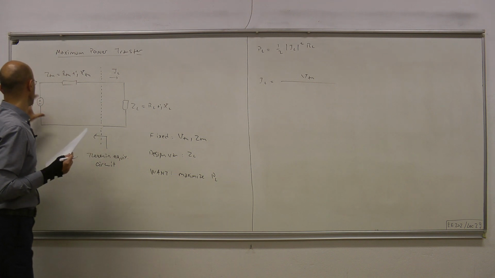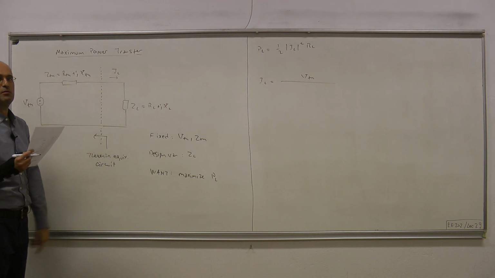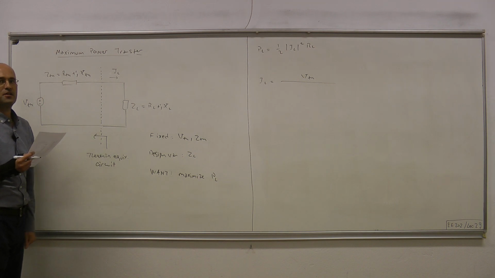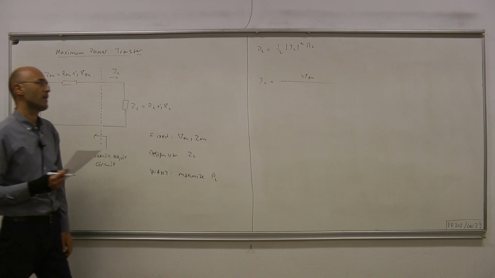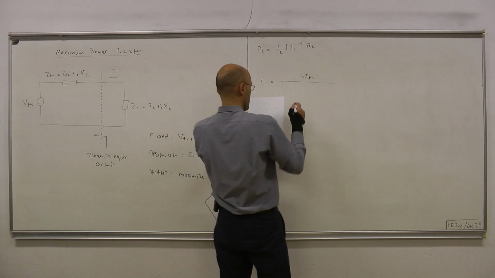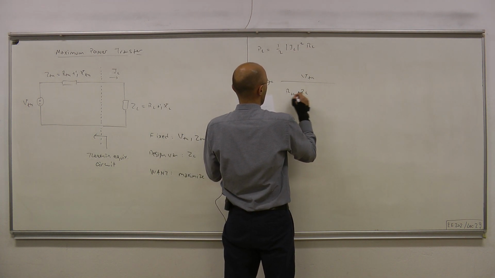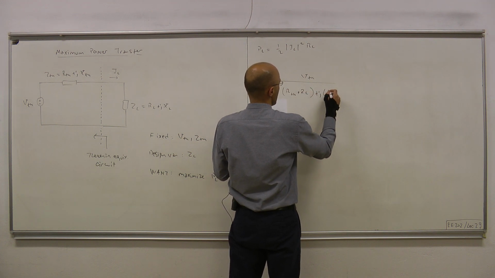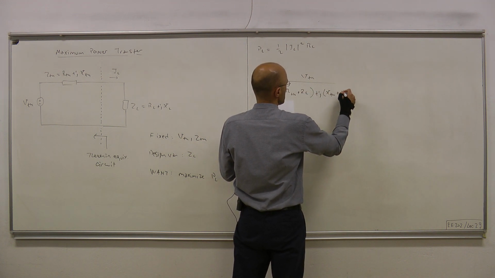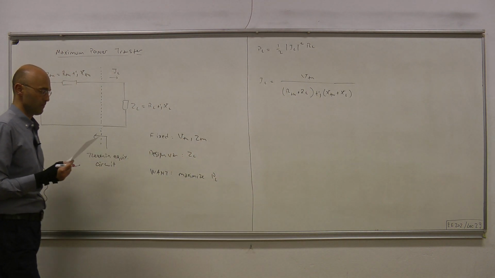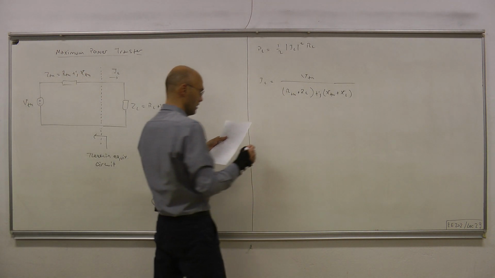What's IL? IL equals the Thevenin voltage divided by the equivalent impedance seen by the source, which is Z Thevenin plus ZL, because they're connected in series. So that can be written as V Thevenin divided by R Thevenin plus RL plus j times X Thevenin plus the load reactance XL.